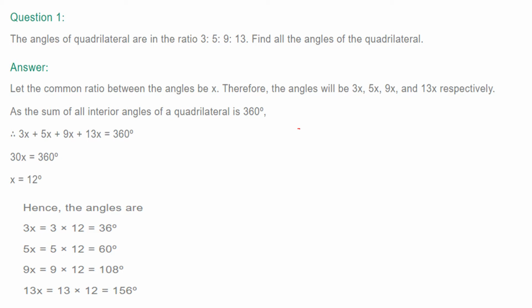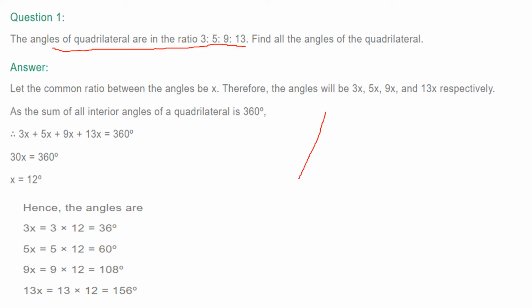As you know very well, in a quadrilateral, the sum of all angles is 360 degrees, right? Sum of all angles is 360 degrees. So, if the sum of all angles is 360 degrees and all the angles are given in a ratio also, like 3:5:9:13, it is given that the angles of a quadrilateral are in the ratio 3:5:9:13. Find all the angles of the quadrilateral.